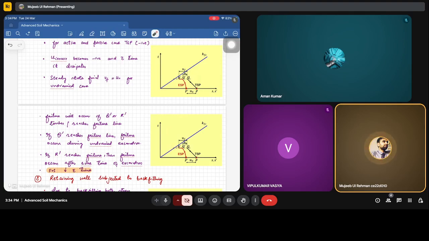So the failure can happen if the soil fails at Q dash, it means that during excavation only the soil has failed. If soil fails at R dash, if this R dash leads to this failure line, it means that the failure has occurred after some time of excavation. So in this case, with time, this R dash is going close to this TFC. It means that our factor of safety is reducing because this R dash is going to reach the failure state.